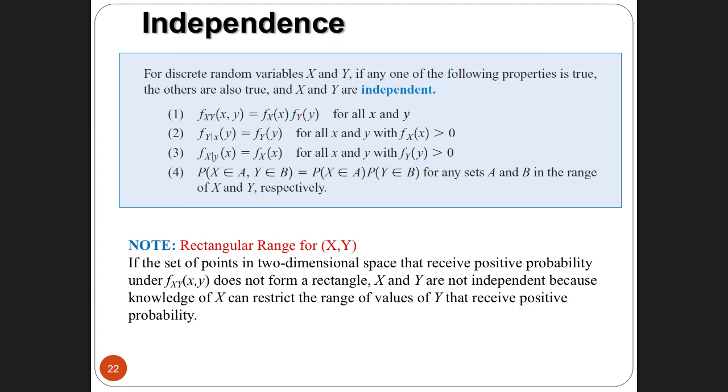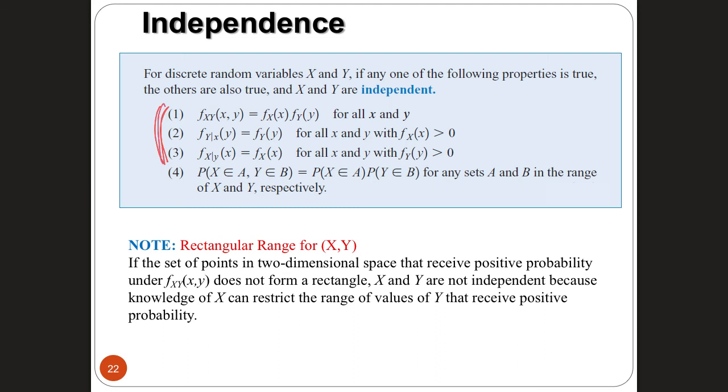Last but not least is the concept of independence. Two random variables are independent from each other if and only if, similar to the conditions of independence that we talked about for events, one of those conditions is true. What are those conditions?